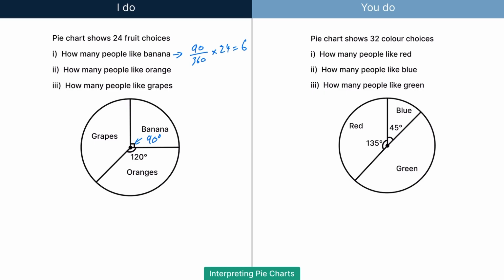Then it says how many people like oranges. Now oranges, again, as a fraction, is 120 out of 360. Times that by 24. And we get 8. And then it says how many people like grapes.